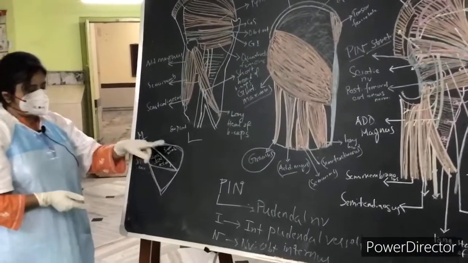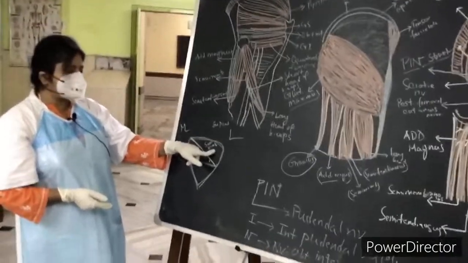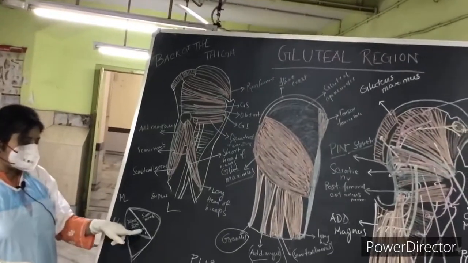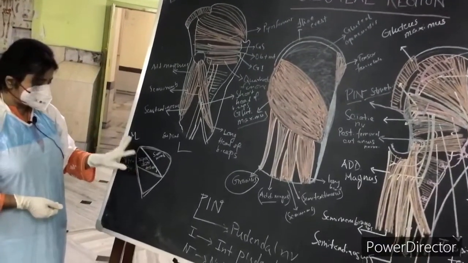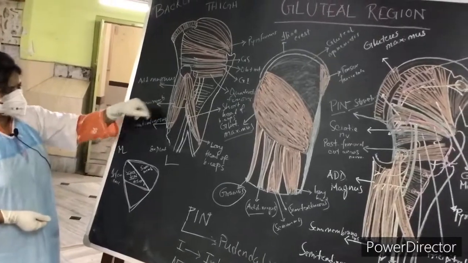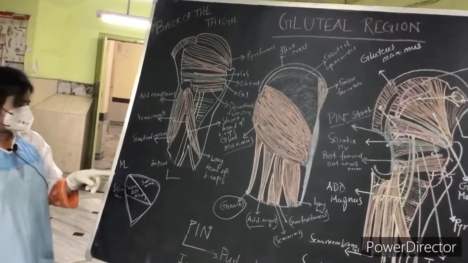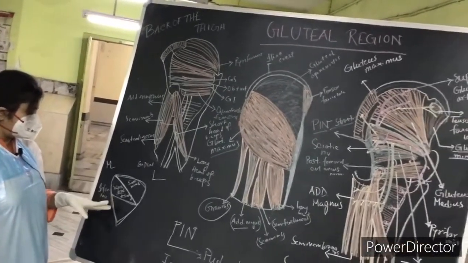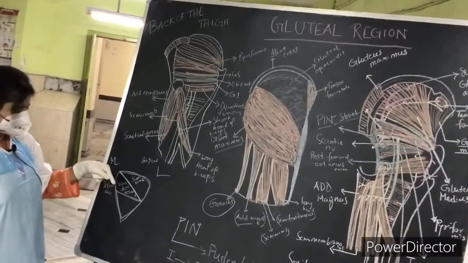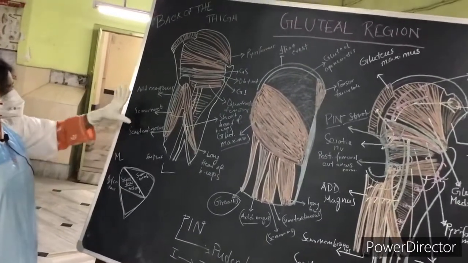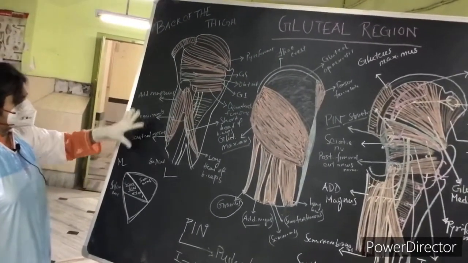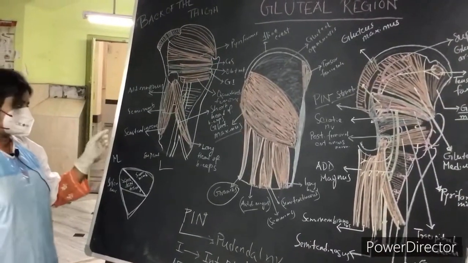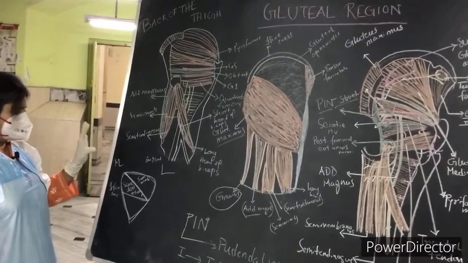From the superolateral part, we get the origin of the semimembranosus muscle. From the inferomedial part, we get the origin of the semitendinosus and the long head of biceps. That is the conjoint origin from here. And the other muscle, the adductor magnus, also originates from the ischial tuberosity. So this is the first criterion: the hamstring muscle should take origin from the ischial tuberosity.